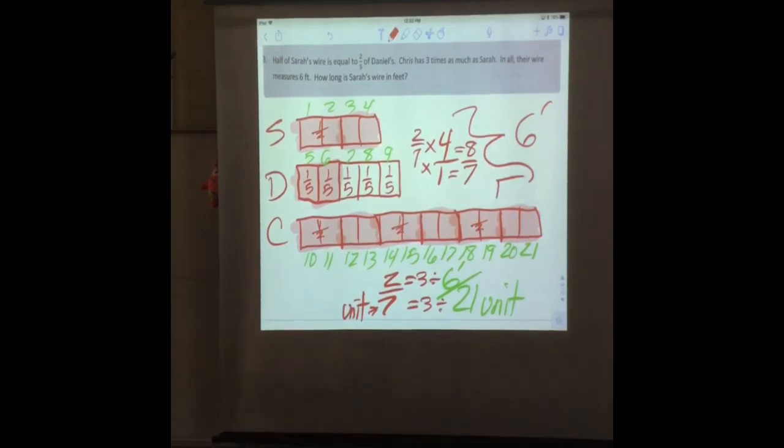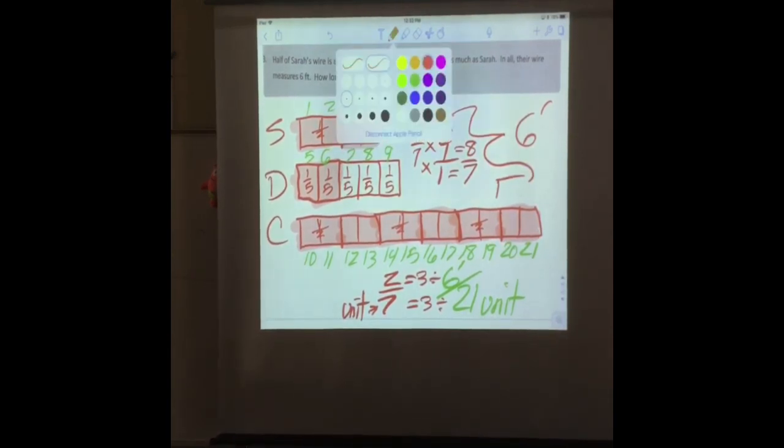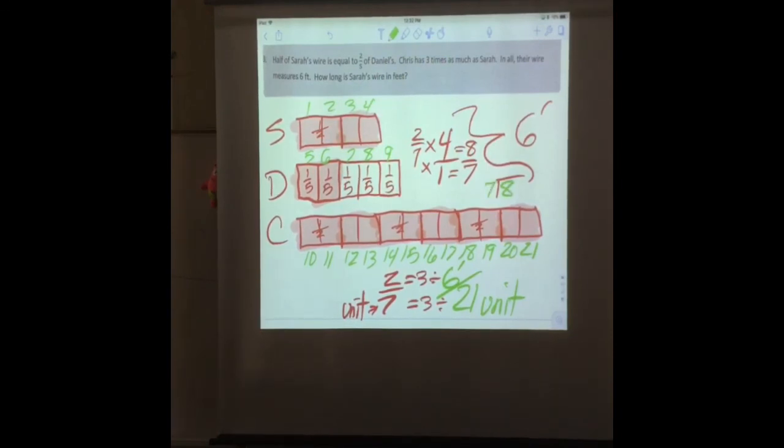What is that in feet? Well, the top number goes on the inside of the house. 7 goes on the outside. How many 7s are in 8? 1. Take our 7, subtract, and it leaves us with 1, right? So our answer is 1 foot. And how much left over? 1 is our remainder, and our unit is 7. So our answer is 1/7. 1 and 1/7. That's how long Sarah's wire is in feet.